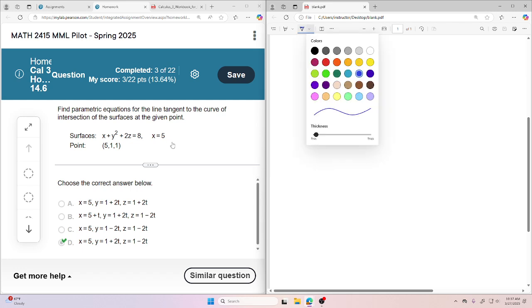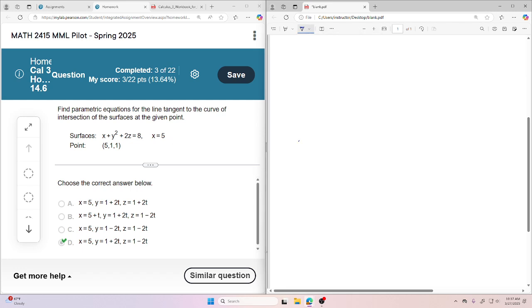So I haven't even read this problem. So I got surfaces, this and that, and I got a point. It says parametric equations for a line that's tangent to the curve of the intersection of the surfaces. Okay, so we're wanting to know when they're together, essentially. What I'm going to say is, first off, you can just mush them together, right? So in a way, I got x, y squared, 2z is equal to 8. Then I have x equals 5. Well, if x equals 5, right?